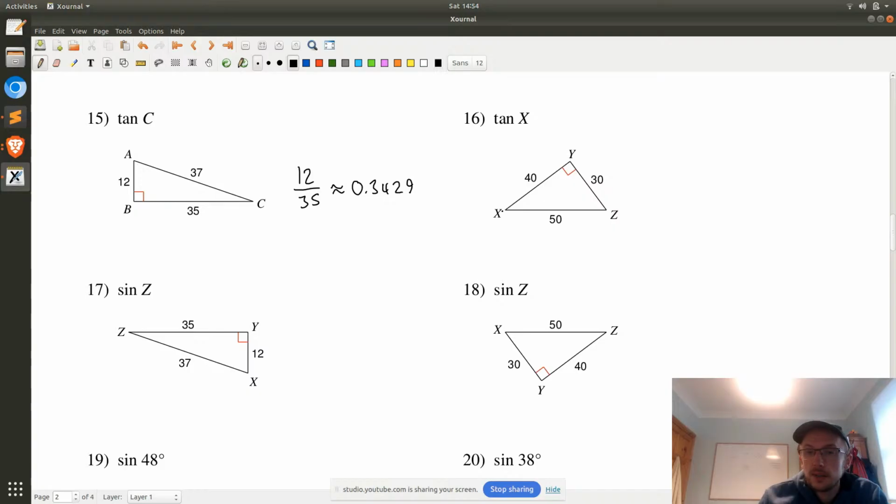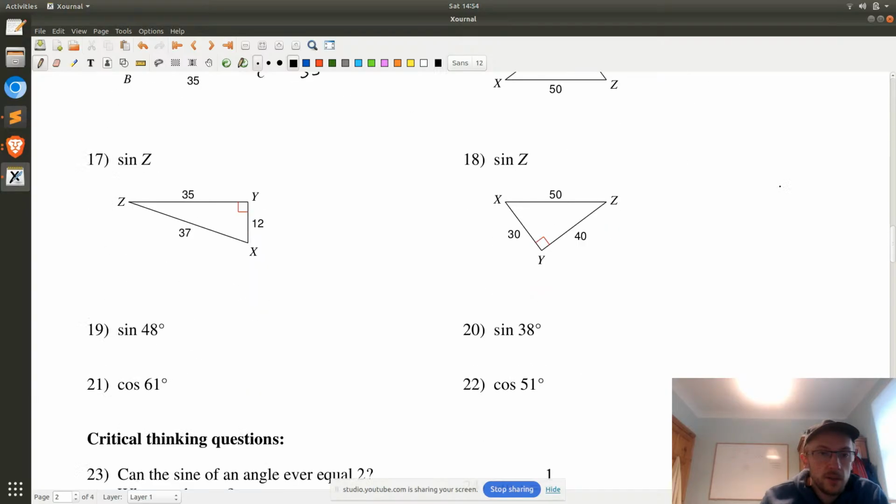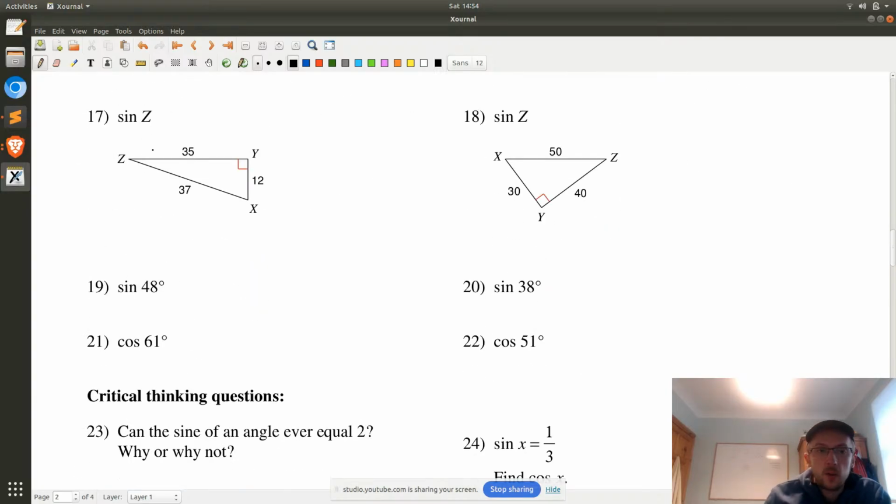The tangent of x, opposite over adjacent, so 30 over 40, so 3/4, so 0.7500 to the nearest 10,000th. Sine of Z is opposite over hypotenuse, so 12 over 37. Don't know how to decimalize that. Pretty close to a third though. 0.3243.